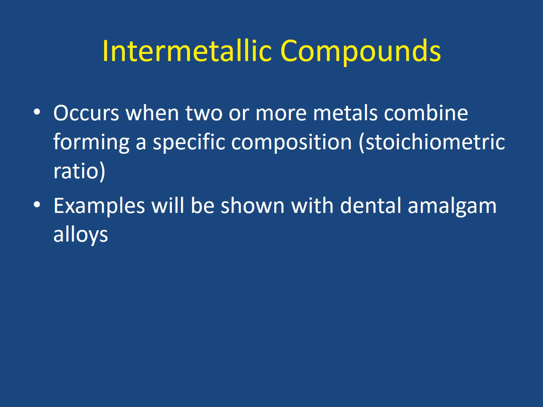Intermetallic compounds occur when two or more metals combine, forming a specific composition. An example is dental amalgam alloy in some region of silver-tin.